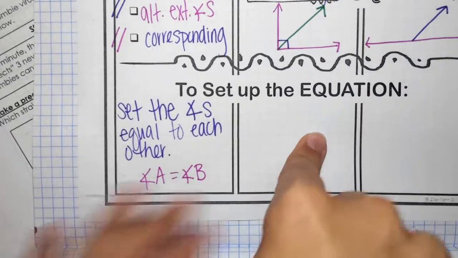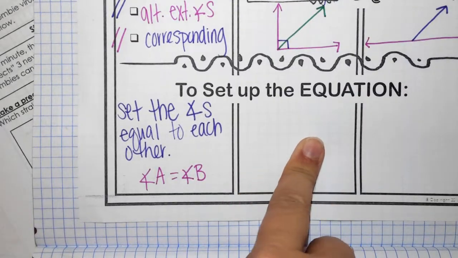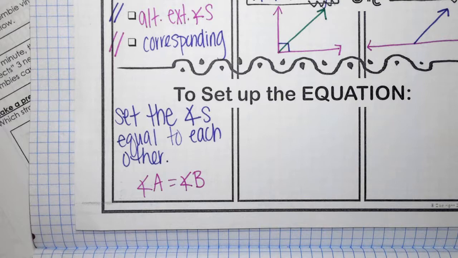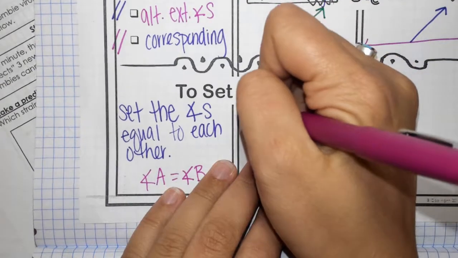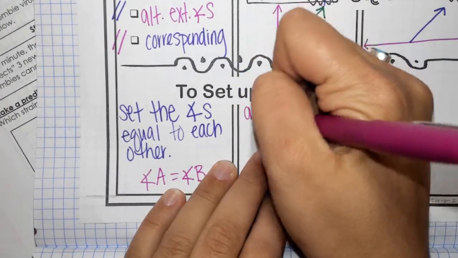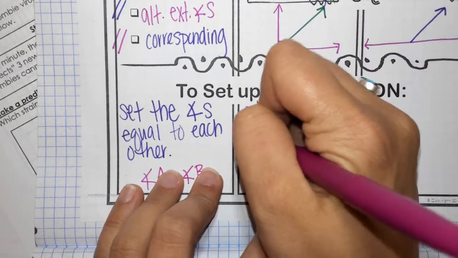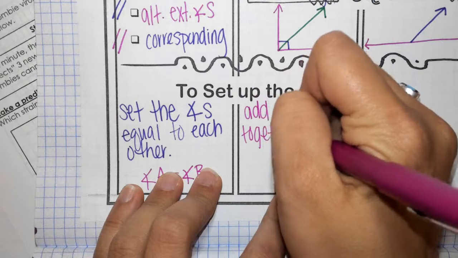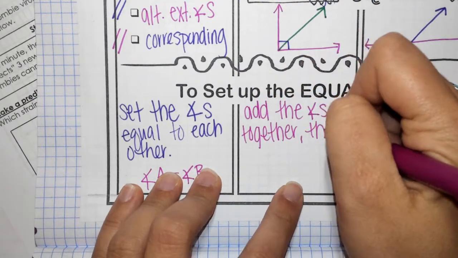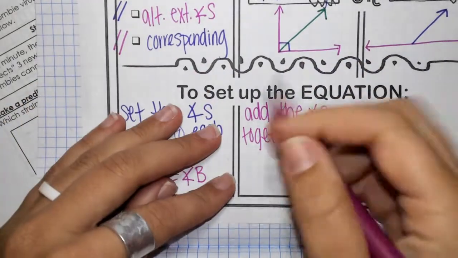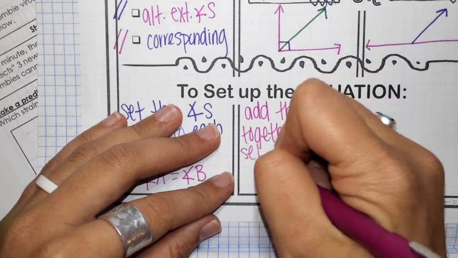If they're complementary, what would you do with the two angles? Add the angles. Alright, so add the angles together. Then what? Okay, good job. Take a point. Whoever said that.